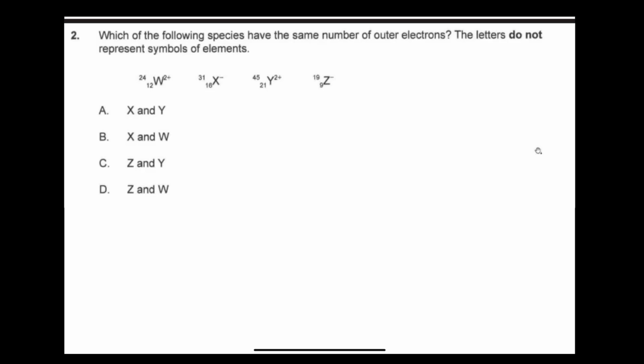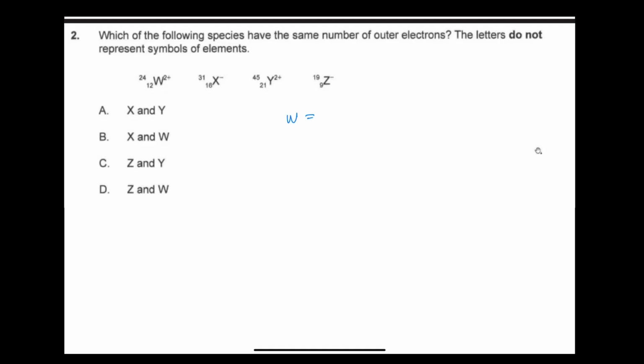Now we have to find out which of the following species have the same number of outer electrons. We can actually find which ones will have the same number of electrons and then make a conclusion that if two species have the same number of electrons, they'll also have the same number of outer electrons.